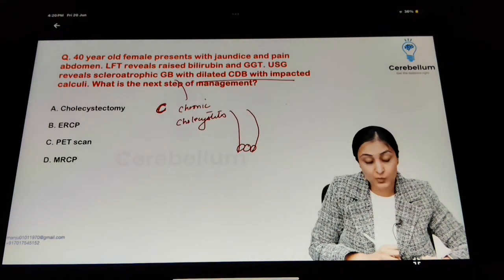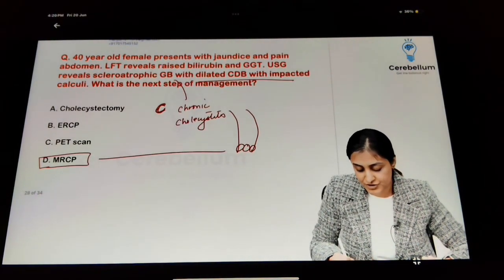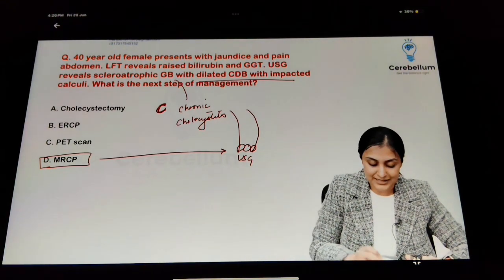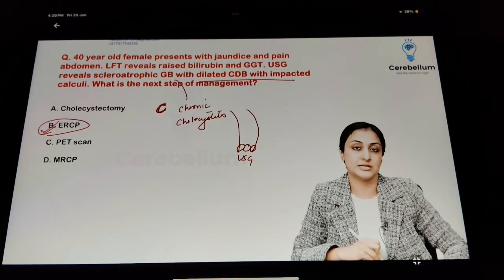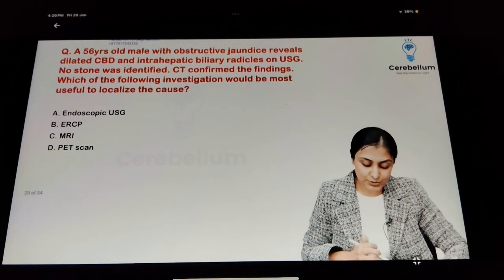So now that there are calculi, now what do you want to do? Now, is there a role of MRCP if ultrasound has already told me about the stones? Not really. So that is why MRCP is not the answer, and it is ERCP straight up, because ultrasound would show me the CBD stones. Are you understanding this? Let's look at one more question.